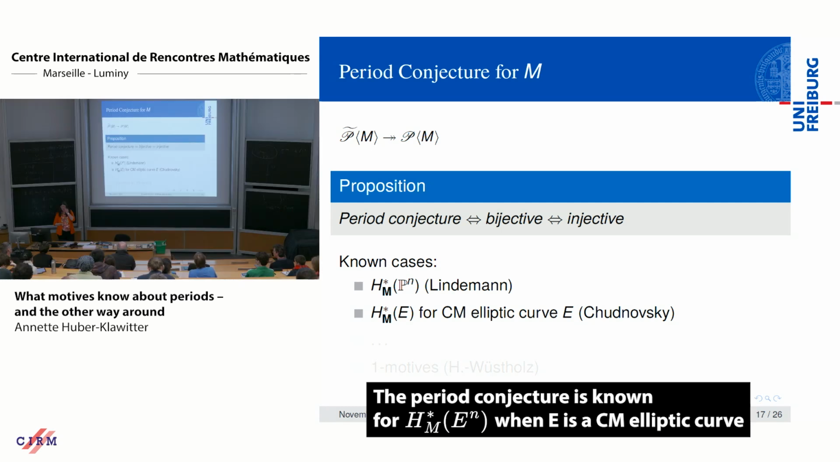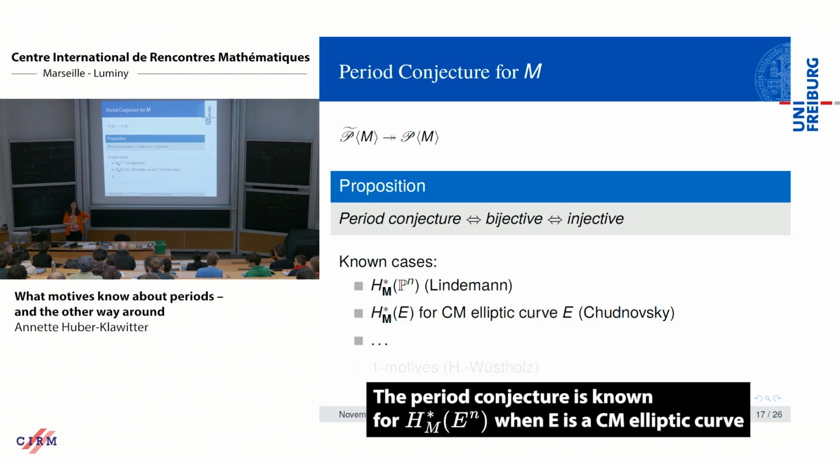So it's not known for H star of E to the n, with E being CM. That would be like asking for the tensor algebra, if you do this for all n. I have to think about this. So Chudnovsky proves it in terms of the transcendence degree of the field that you get. So I think he does tensor powers of E. Yeah. Oh, sorry, then I was wrong.